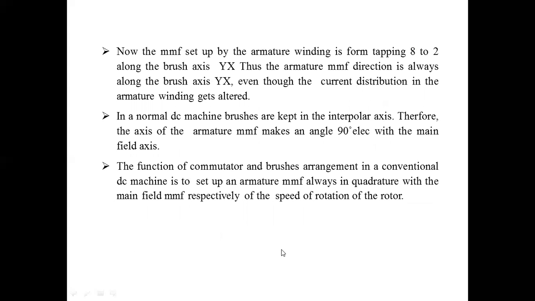Now the MMF set up by the armature winding is from tapping 8 to 2 along the brush axis Y and X. Thus the armature MMF direction is always along the brush axis Y and X, even though the current distribution in the armature winding gets altered. In a normal DC machine, brushes are kept in the interpolar axis. Therefore, the axis of the armature MMF makes an angle of 90 degrees electrical with the main field axis. This is the complete procedure for the working of a normal commutator and brush arrangement.